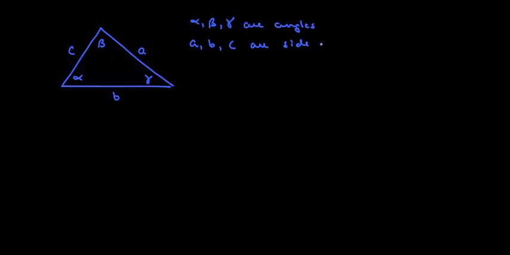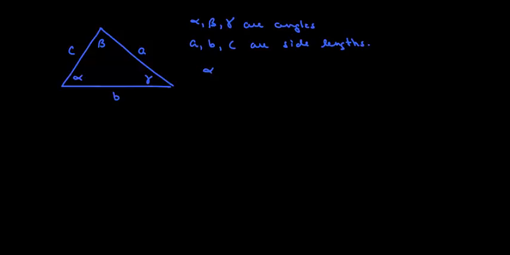Now we're going to label the angles as follows, and this is pretty much standard in any textbook that you look at. We're going to call this angle over here alpha, this angle beta, and this angle gamma. And then we're going to call the side length opposite of alpha A, this side length opposite of beta B, and the side length opposite of gamma C. So alpha, beta, and gamma are angles, and A, B, and C are side lengths.